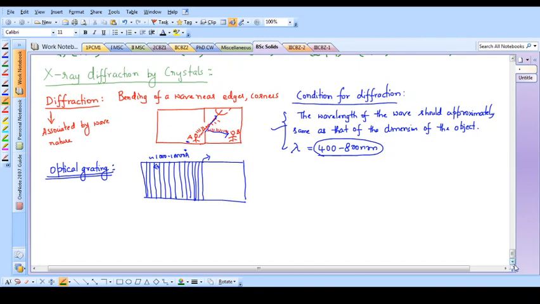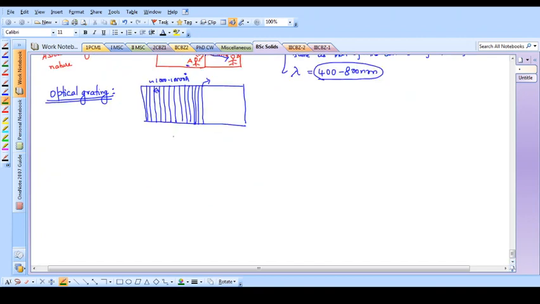Now in the spectroscopy class in your physics, what you had done is you had kept an optical grating. This is the top view. You had kept an optical grating and you had used light of known wavelength lambda, and there are many lines on this optical grating. Diffraction takes place and there will be bending of light in different directions.